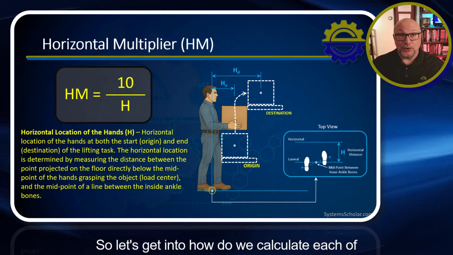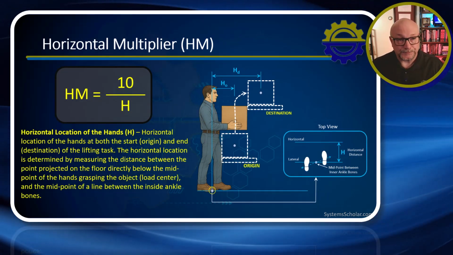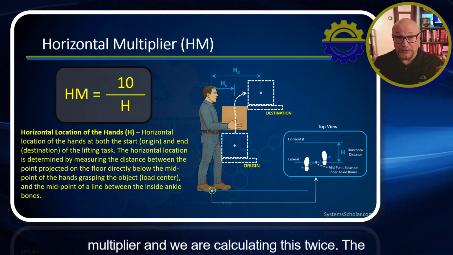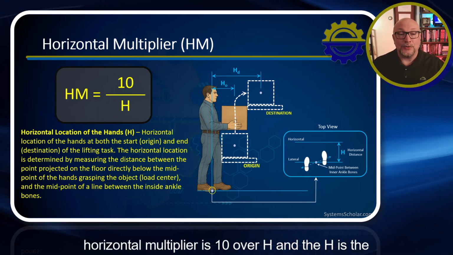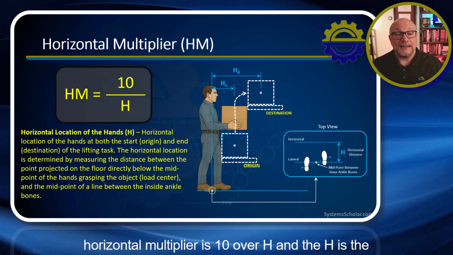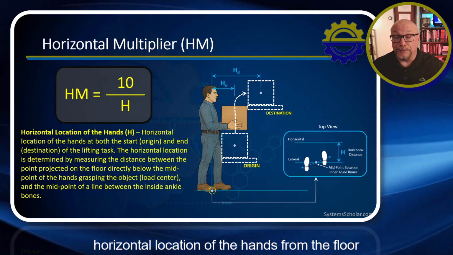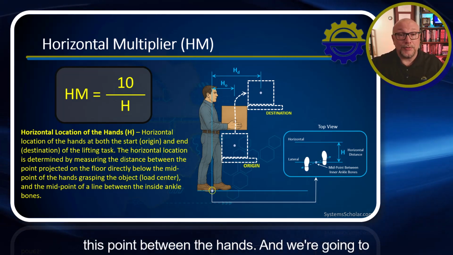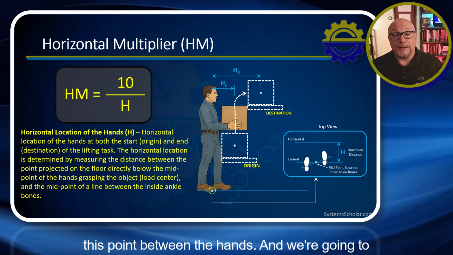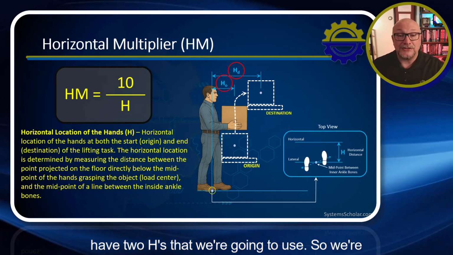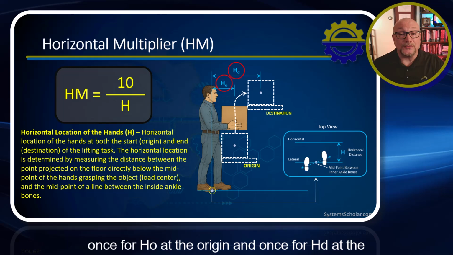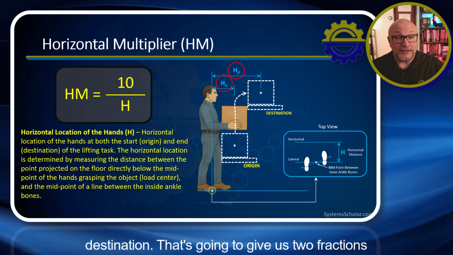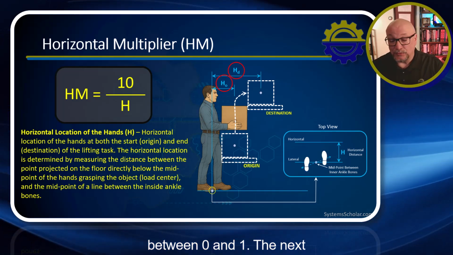So let's get into how we calculate each of these multipliers. We are going to start with the horizontal multiplier, and we're calculating this twice. The horizontal multiplier is 10 over H, and the H is the horizontal location of the hands from the floor between the ankles, outwards from the body to the point between the hands. We're going to have two H's that we're going to use. So we're going to calculate the horizontal multiplier twice, once for H sub O at the origin and once for H sub D at the destination. That's going to give us two fractions between 0 and 1.